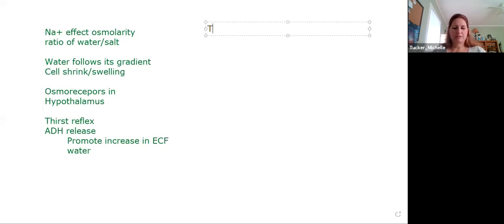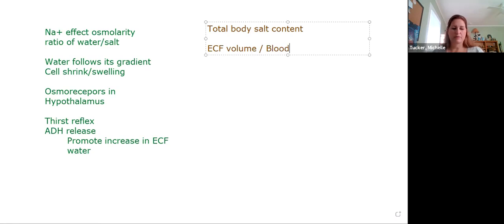We also need to be concerned about total body salt content, because total body salt content is going to affect extracellular fluid volume and therefore blood pressure. And when we talk about extracellular fluid volume, we're mainly talking about blood volume. You might be like, so aren't they the same?